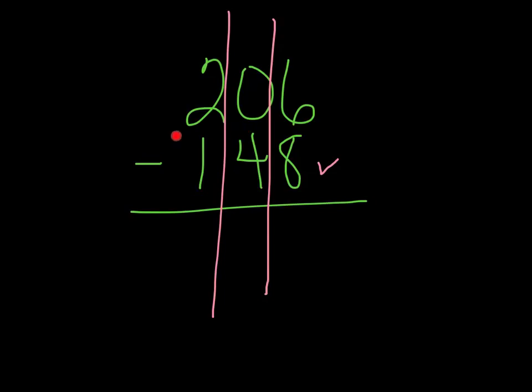So can I take from nothing? Nope. So I'm going to have to move over here, and I'm going to have to borrow from here. So I'm going to move to that column, and I'm going to take from the hundreds. So now I have 100s.